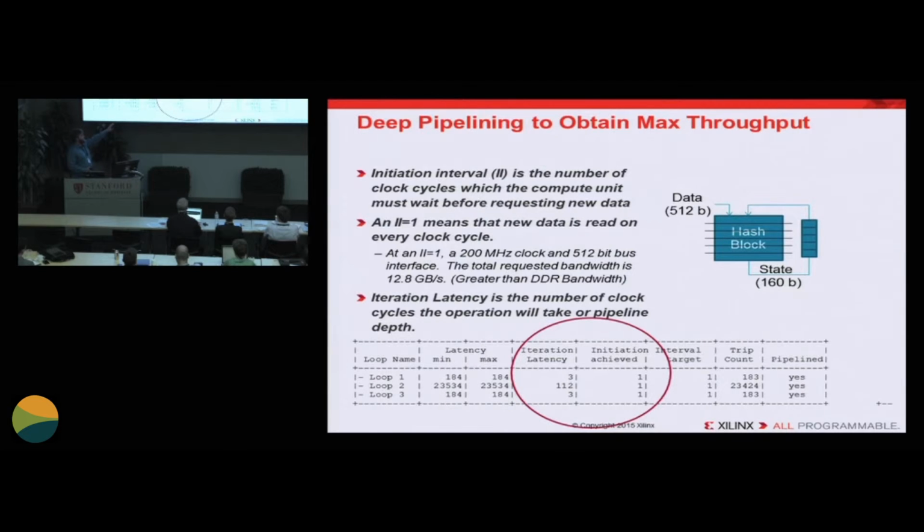The iteration latency is the total pipeline depth, and the initiation achieved is the time between iterations of the kernel. So if you have a kernel and it takes 4 cycles to read the memory, you're going to have to wait 4 cycles before you can read another block of memory. If you have an initiation interval of 1, that means that for every cycle you can pull out 512 bits of memory. In our specific case, you can pull out 512 bits of memory, and it'll do that every clock cycle, which equates to approximately 12.8 gigabytes per second of bandwidth.